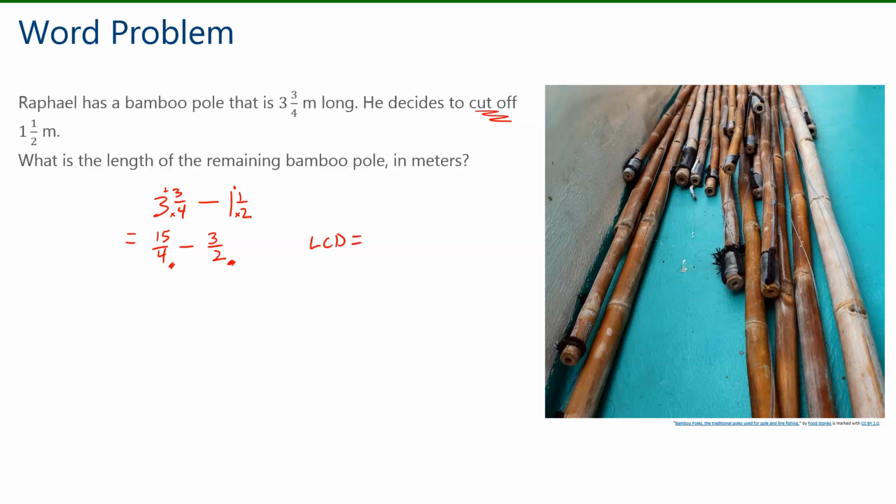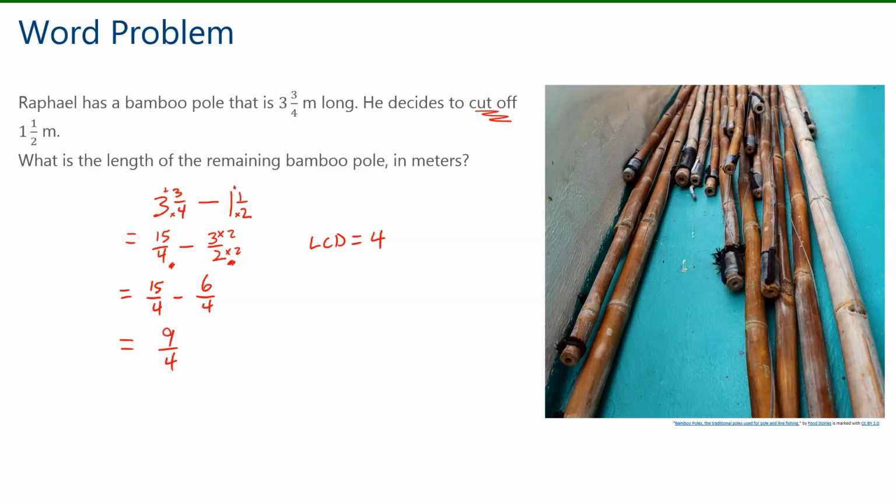The LCD for 2 and 4 is 4. Keep the first improper fraction the same. Change the second one to, that'll give us a 6 over 4. Copy down the LCD, which is 4, and 15 subtract 6 is 9.